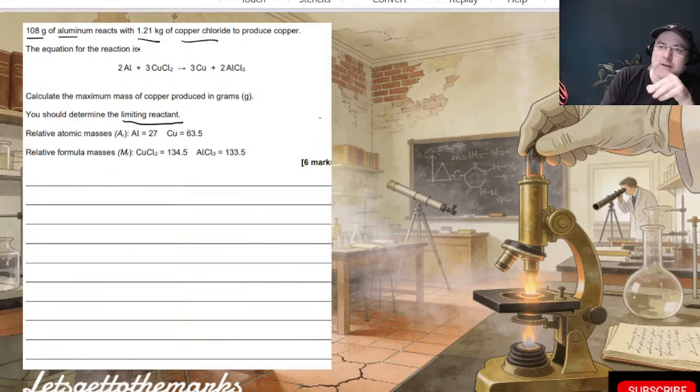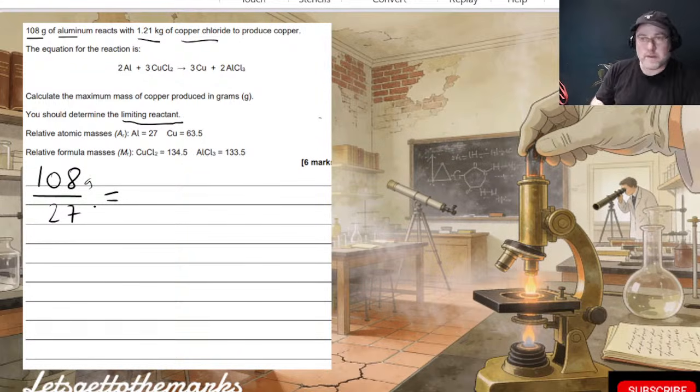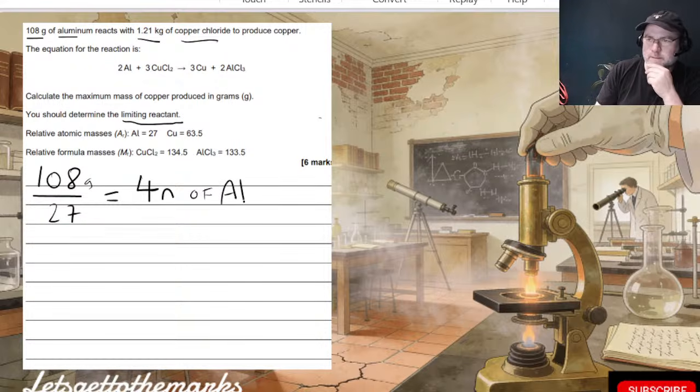108 of aluminium. So what I'm going to do is work out my moles of aluminium. We're going to divide the 108 grams by 27, and that's going to give me how many moles of aluminium I've got. So 108 divided by 27 gives me 4 moles of aluminium.